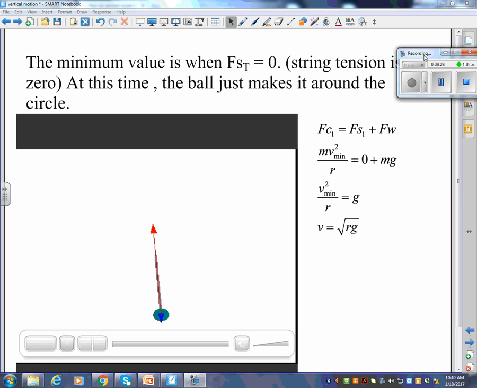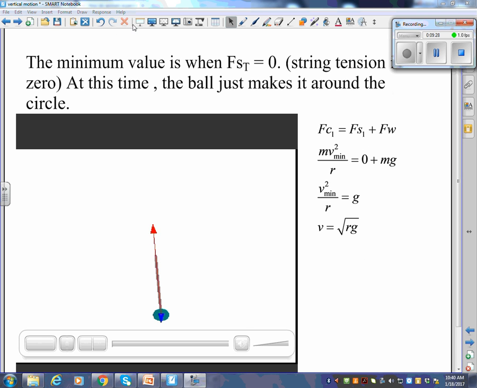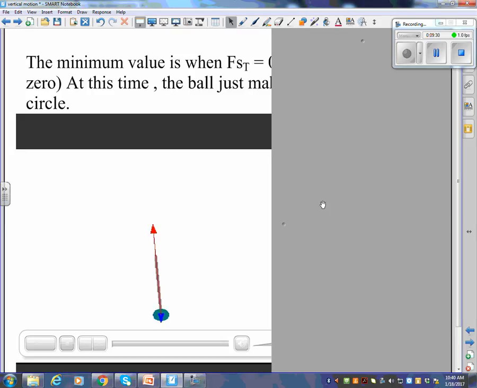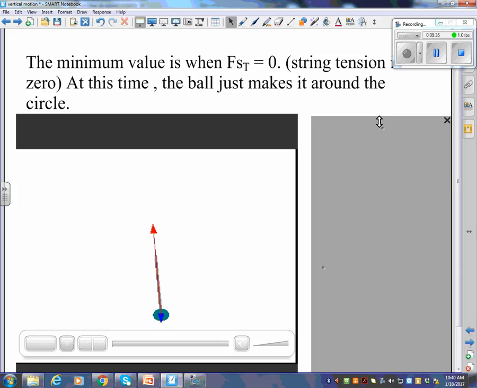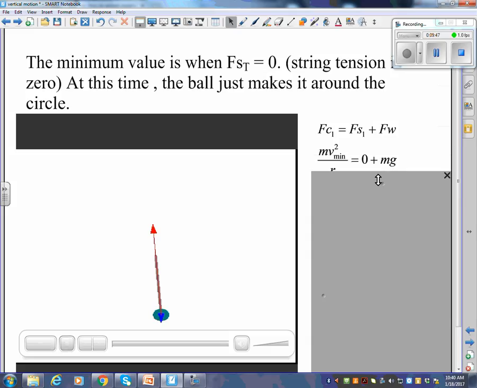Anyways, okay, so the minimum value is when the string force is equal to 0, right? And at this time, the ball just makes it around the circle. So what happens to our values in our little formula thing? Well, and this should be FC top, right? I got to fix that.